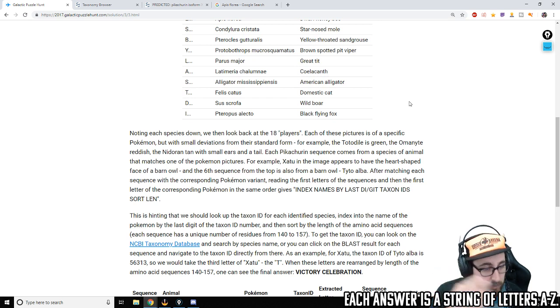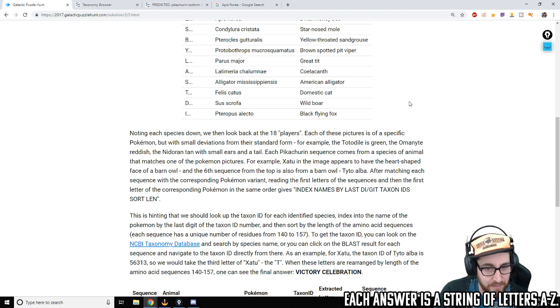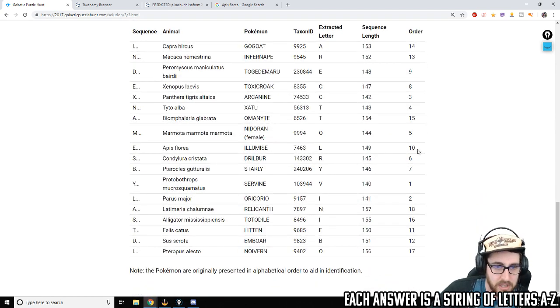To get the taxon ID, you can look on the taxonomy database. As an example for Xatu, the taxon ID is 56313, so we would take the third letter of Xatu, the T, because we use a 3, the 3 at the end of that, with the length. When these letters are rearranged by length of the amino acid sequences, one can see the final answer, Victory Celebration.